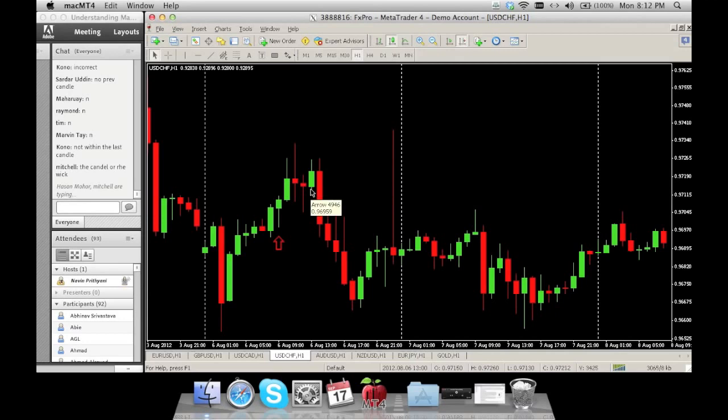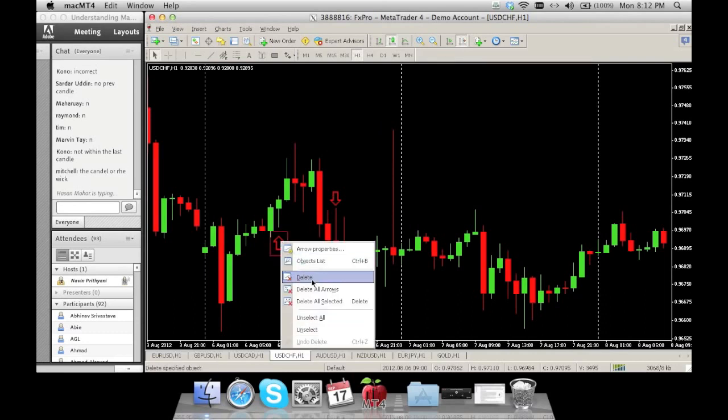Okay, now, moving on to the next example. Now, this one. Trend continuation pattern or not? Let me remove this one so you don't get confused.